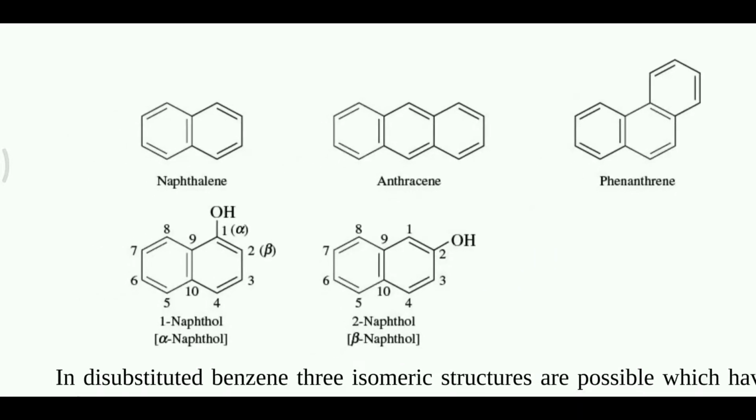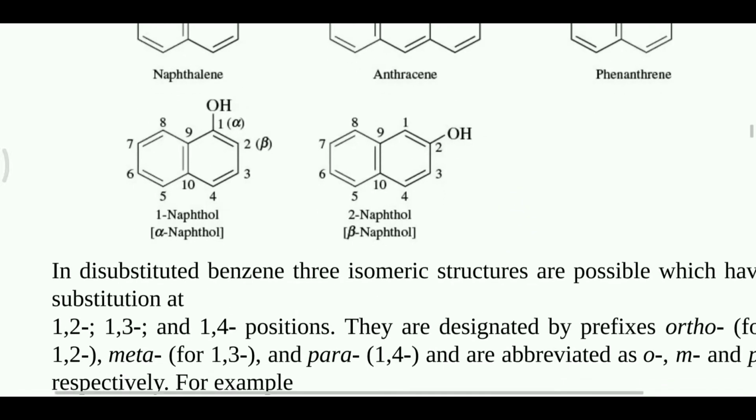Another example is the naphthol. We know that whenever there are two benzene ring systems, it is called naphthalene. Whenever we attach an OH group, the hydroxyl group, to it, that is called naphthol. When we attach the OH group at one position, that is called the alpha position, so we say it is alpha naphthol, or 1-naphthol. In a similar manner, when we attach the OH group at the second position, it is called 2-naphthol, or beta naphthol, as the name suggests in the structure.